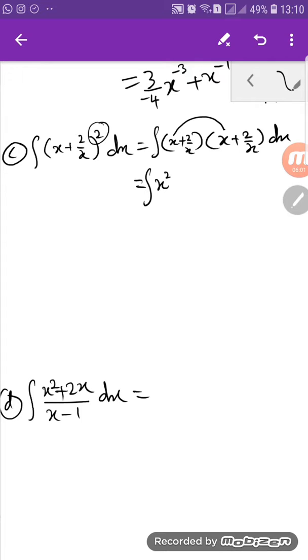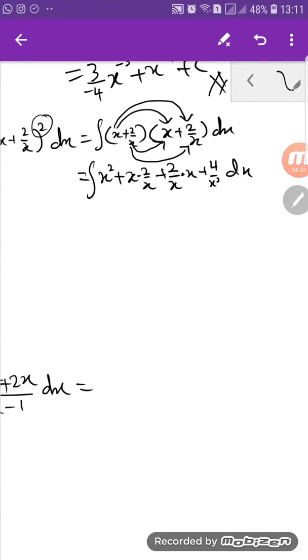So x multiplied by x is x squared, and x multiplied by 2 over x, the x cancels, so it is just 2, right? Yes. Okay, and then we're done with that. Now we multiply the second bracket: 2 over x multiplied by x gives 2, and 2 over x multiplied by 2 over x gives 4 over x squared dx. Oh, I'm sorry. Yes, perfect.